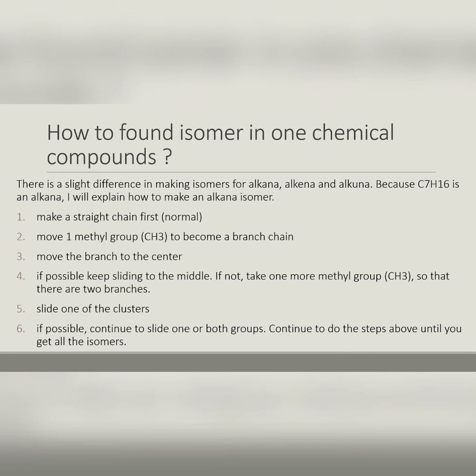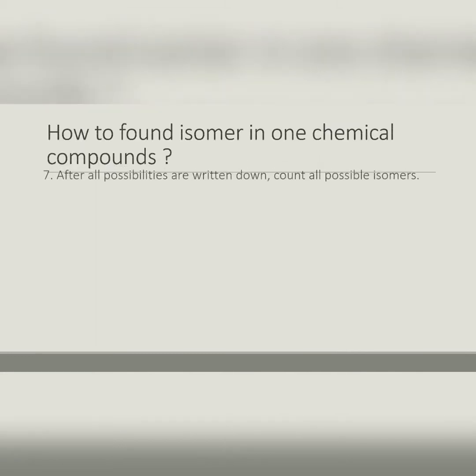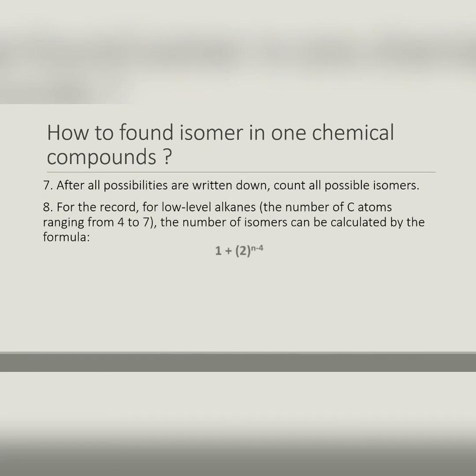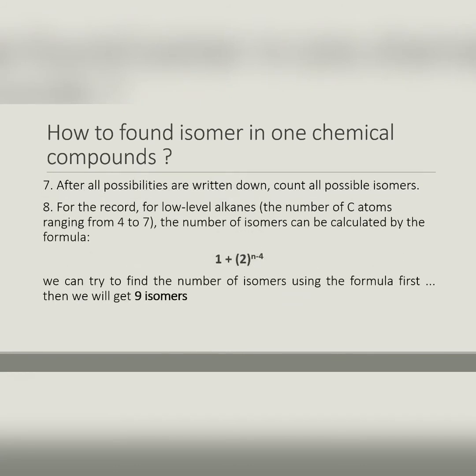Fifth, slide one of the branches. Sixth, if possible, continue to slide one or both groups. Continue to do the steps above until you get all the isomers. Seventh, after all possibilities are written down, count all possible isomers.